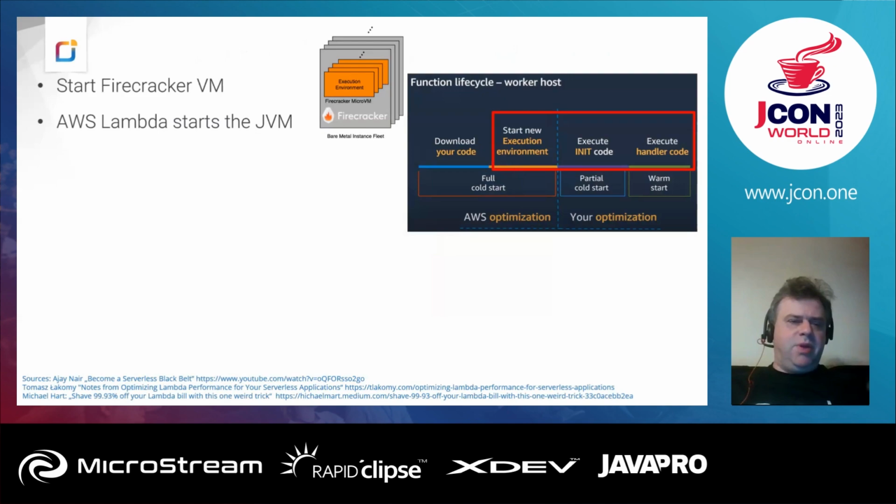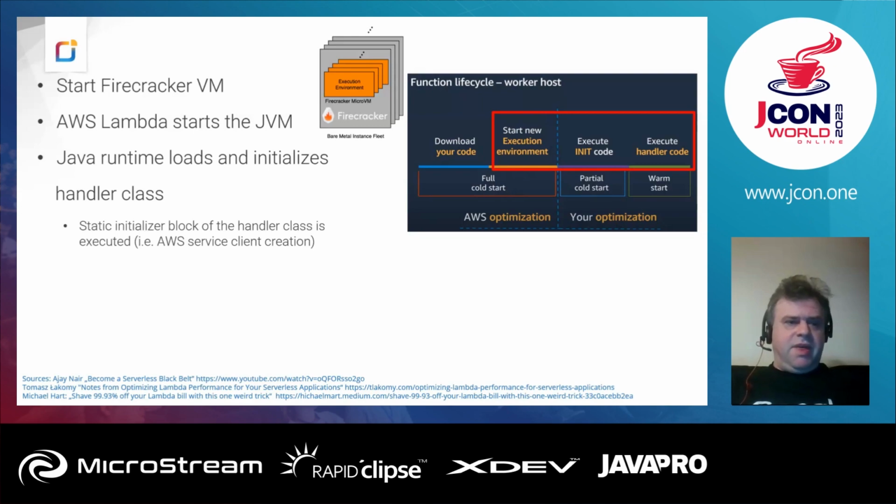In case of a cold start, AWS Lambda will start the JVM, in case we select, of course, Java as a runtime. And then the Java runtime will load this function, the Java function class, but load only the static initializer block of that. So everything outside of the handler request function, and of course also all the dependencies, will also be loaded.